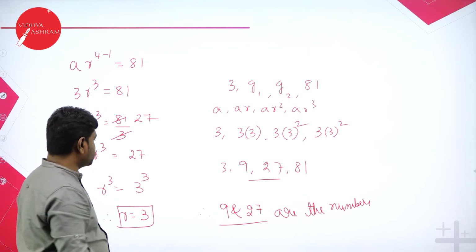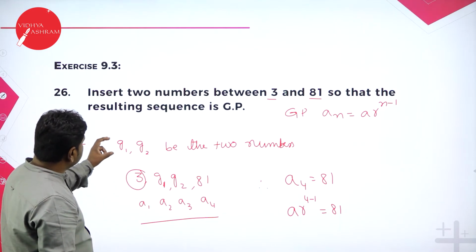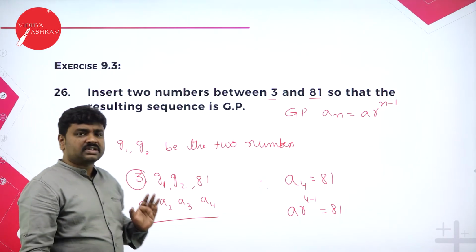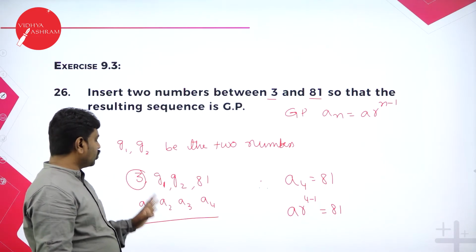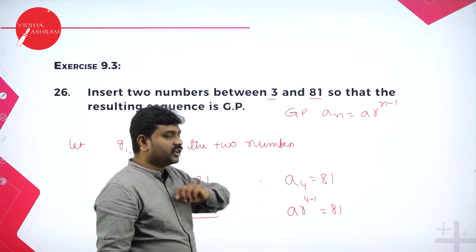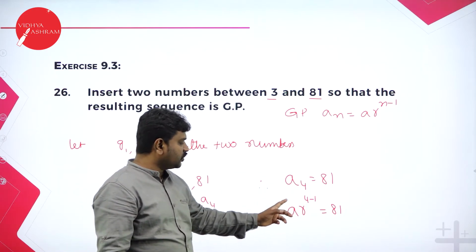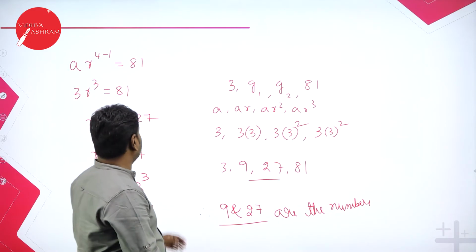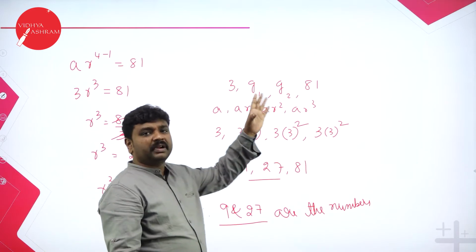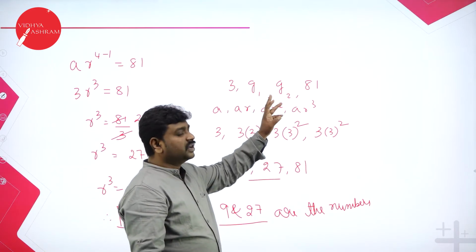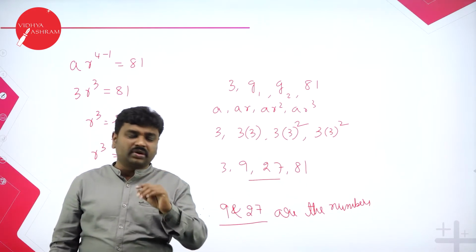So simple, dear students, if they ask you to introduce two numbers between the numbers so that they become GP, assume the numbers as G1 and G2 and put them between 3 and 81. So 3, G1, G2, 81. Total 4 terms are there. So the fourth term is 81. What is the nth term in GP? An is AR power n minus 1. So the fourth term is A into R power 4 minus 1 is 81. So AR cube is equal to 81. Solve it, you will get the R value. R value is what? 3. And for each term you multiply R, you will get the next term. 3 3s are 9, 9 3s are 27, 27 3s are 81. So 9 and 27 are the two numbers which you are supposed to introduce between 3 and 81.